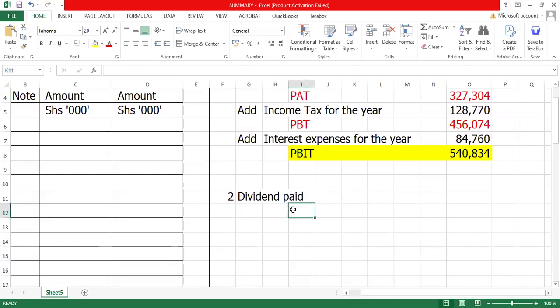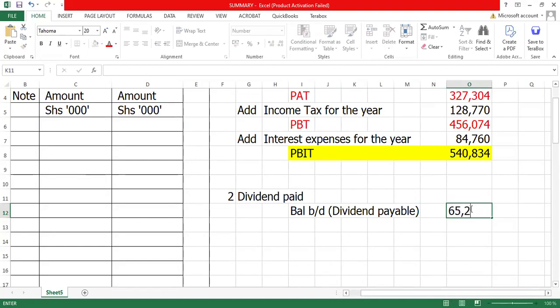First of all, you need to look at the balance brought down. That is the dividend payable. Remember, dividend payable comes from what was declared and not yet paid. You declared that you're going to pay dividend, but you have not yet paid it. So that is dividend payable. Dividend payable at the start of the year was how much? 65,200.